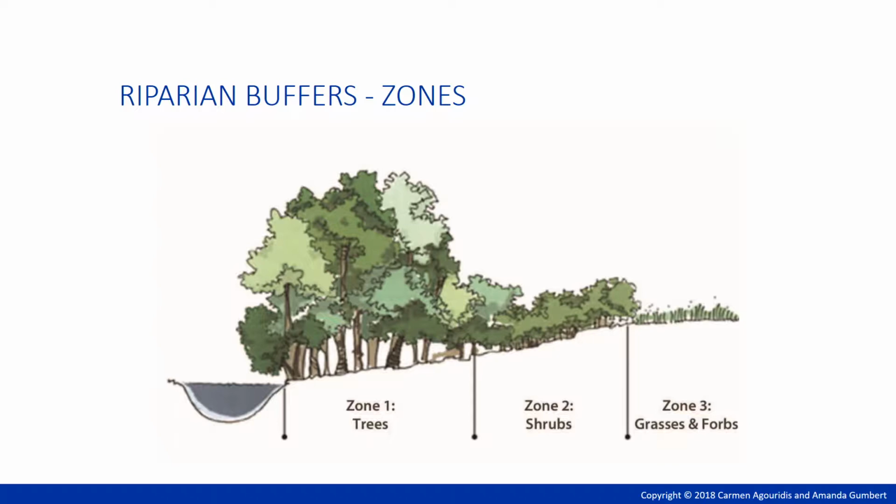In urban settings, it may not be possible to create this delineation due to space and visibility constraints, but it is a good idea to include trees, shrubs, grasses, and herbaceous plants. This variety of plant types helps create a healthy stream buffer habitat.